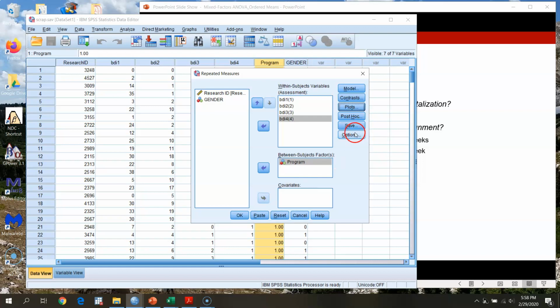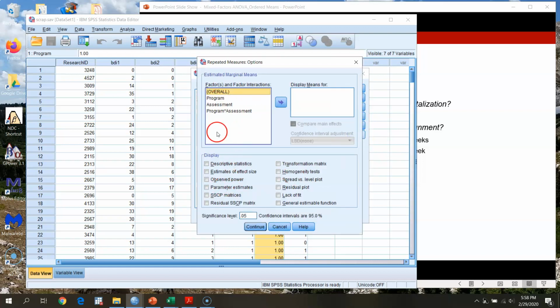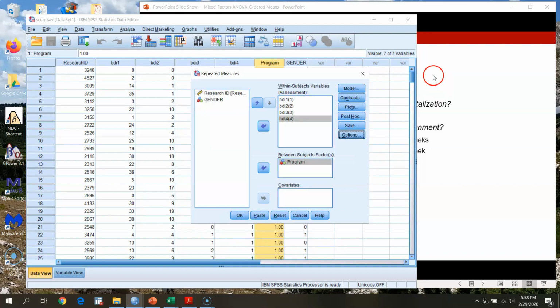Post-hocs, we don't need to worry about that. Save, we don't worry there. But for options, I'm going to ask for descriptive statistics, estimates of effect size, and homogeneity variance tests. Other things we won't really worry about too much here. So I'm going to hit continue.